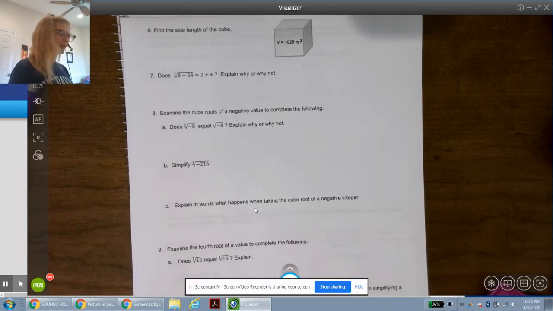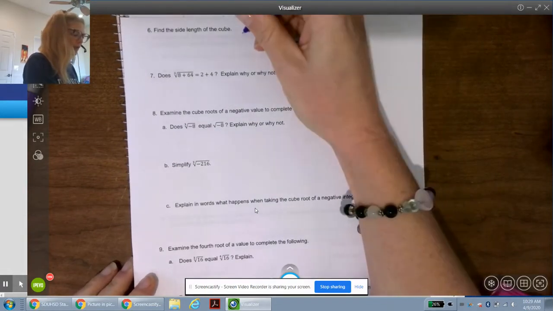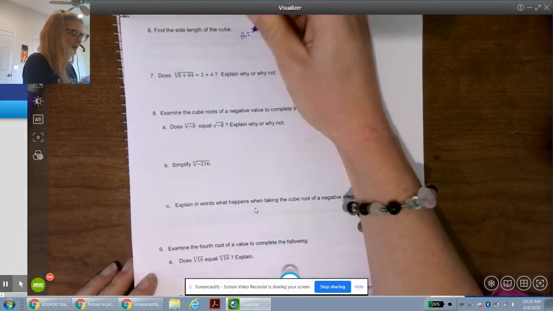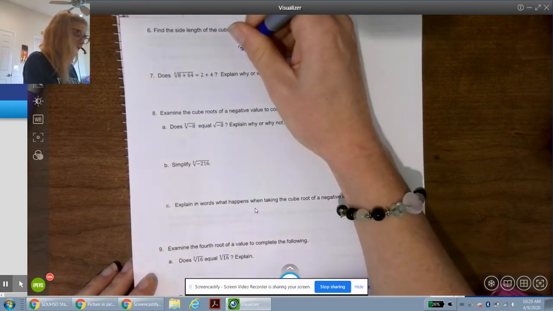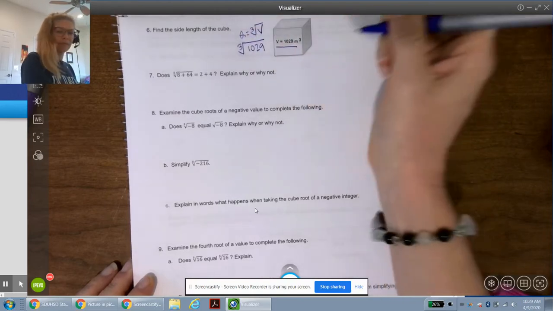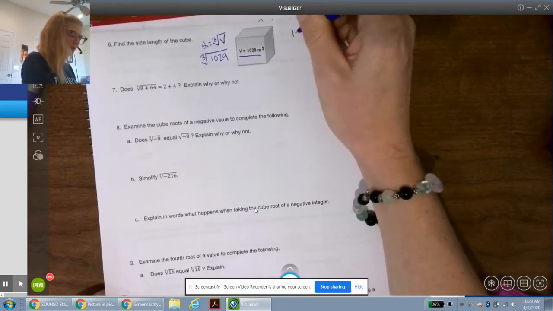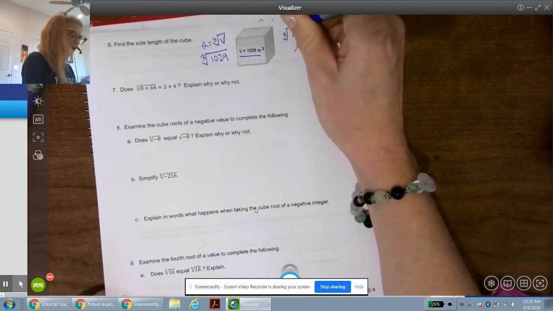So find the side length of the cube. Remember, if you're given the volume and you want the side length, it's going to be the cube root of the volume. So here, I want to take the cube root of 1029. I'm going to make a factor tree. 1029. We're taking the cube root here.